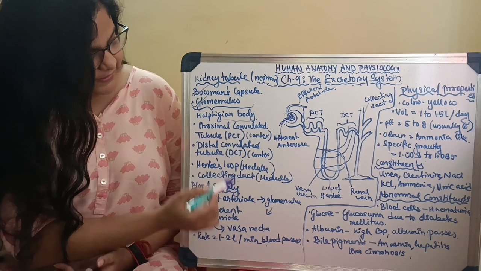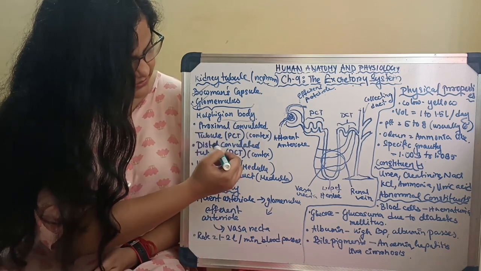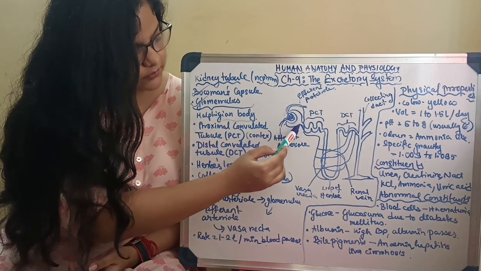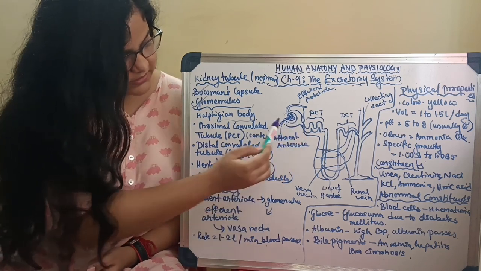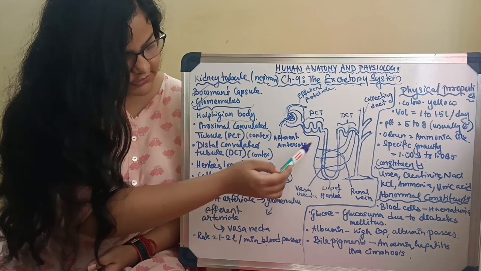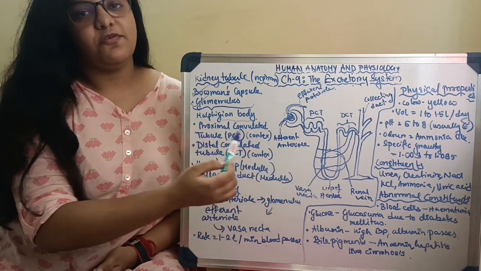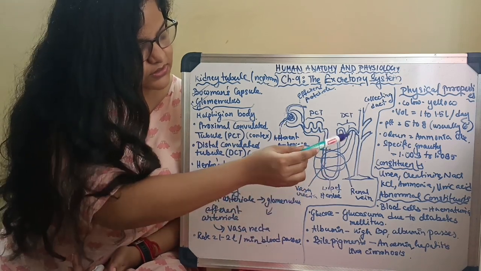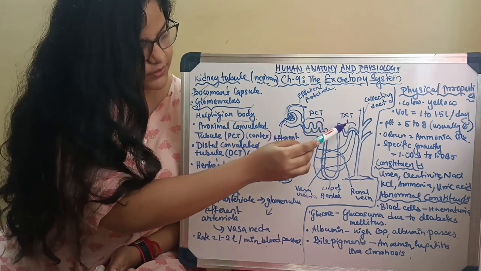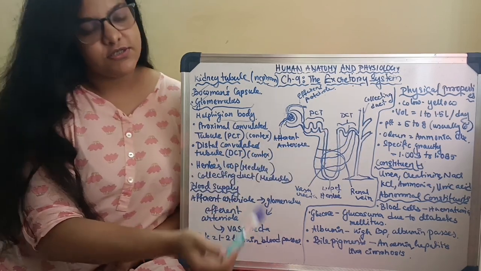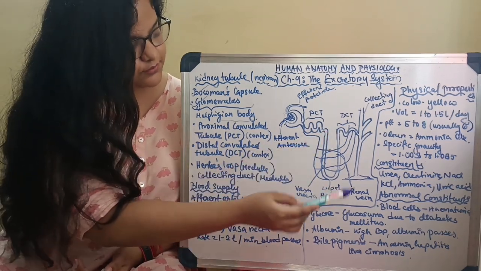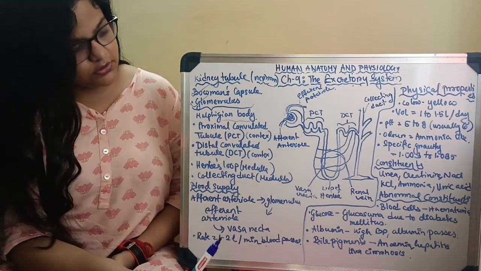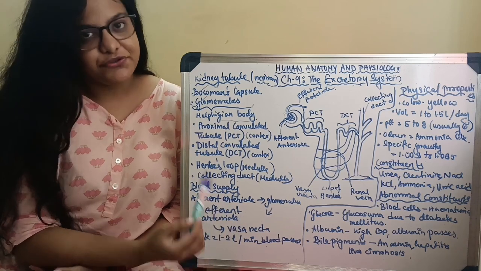Okay. Next comes the PCT, which is the proximal convoluted tubule, which arises from the Bowman's capsule. Next comes this U-shaped structure here, which is known as the loop of Henle or the Henle's loop. The loop of Henle continues with the DCT, which is distal convoluted tubule, and this distal convoluted tubule joins the collecting duct where the urine is stored, okay, before joining the ureter.